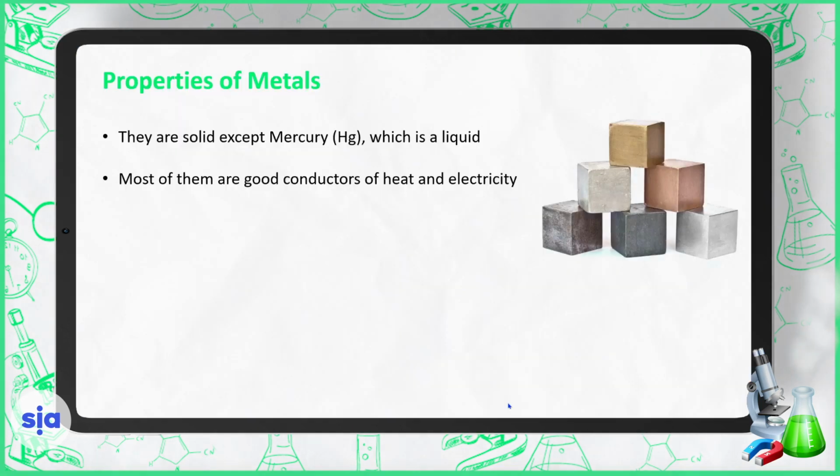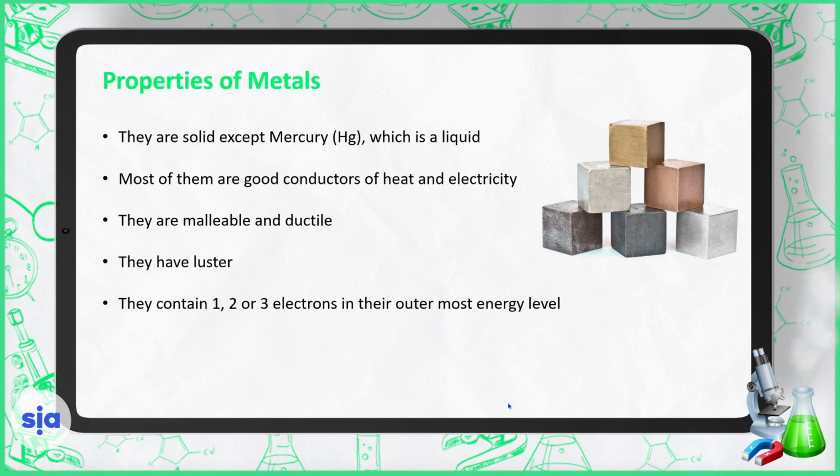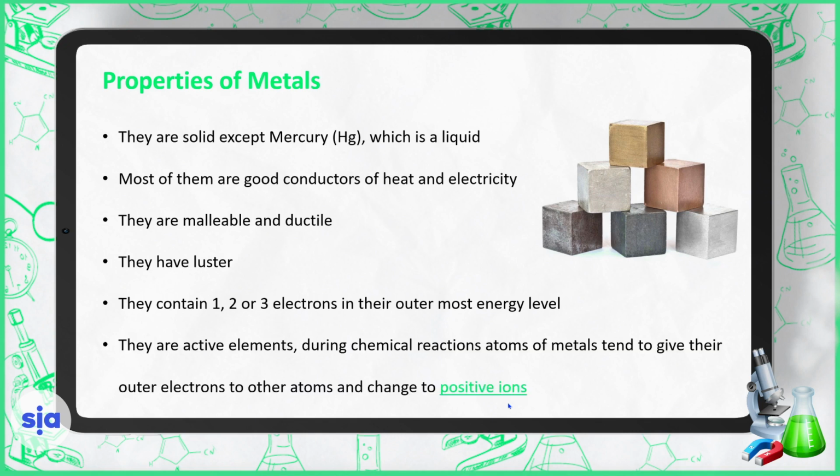Most of metals are good conductors of heat and electricity. They are malleable and ductile, so they can be shaped. They have luster. They are shiny. They contain 1, 2, or 3 electrons in their outermost energy level. As we said before, less than 4. They are active elements, and during chemical reactions, atoms of metals tend to give. It means they lose. They lose the outer electrons and change to positive ions.